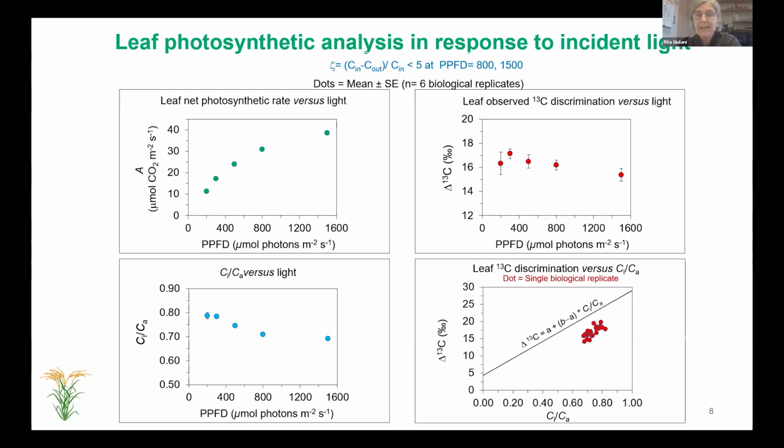When we plot the values for the single biological replicates of the 13C discrimination versus Ci over Ca, in the plot on the upper right, we see they display an increasing pattern that reflects the increasing trend of the theoretical model of the 13C discrimination versus Ci over Ca.